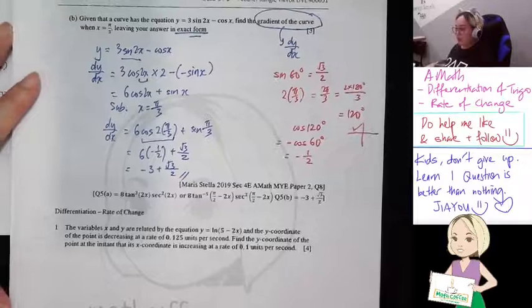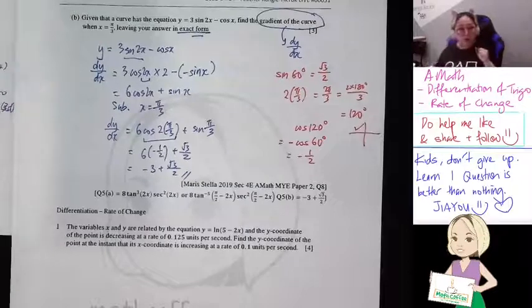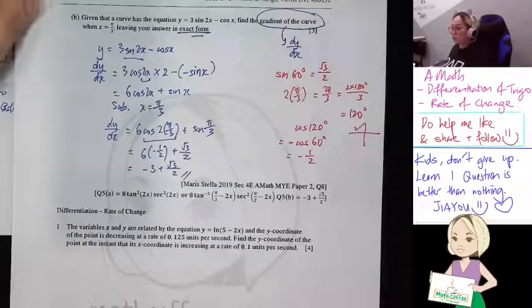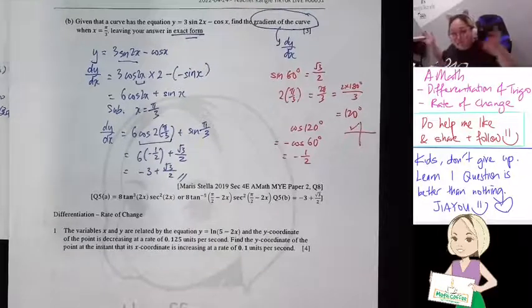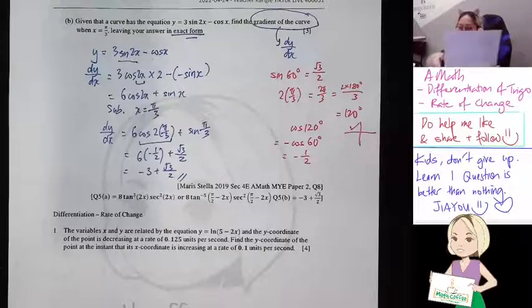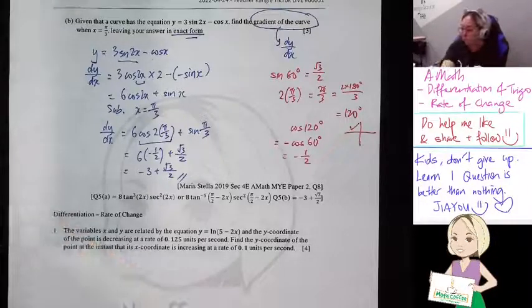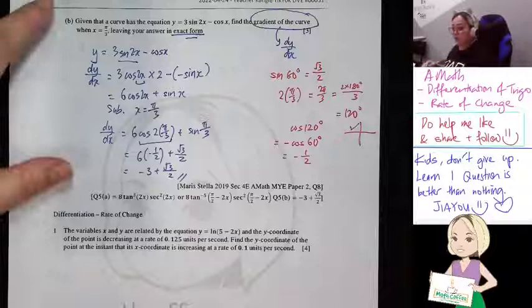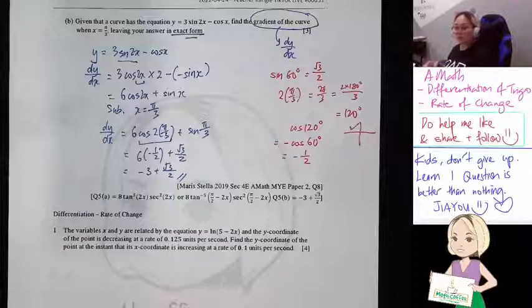Okay, so we are done with differentiation of Trigo. I'm going to do rate of change. So who over here needs help with rate of change? Who feels that rate of change is so difficult? How do you do it? Any more questions on this 5D? If not, let me move on to our rate of change already.